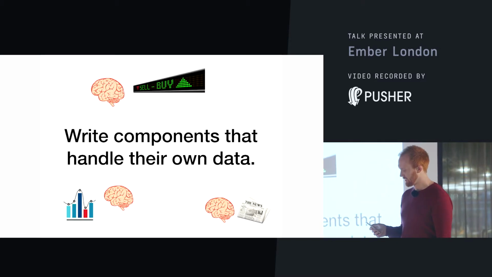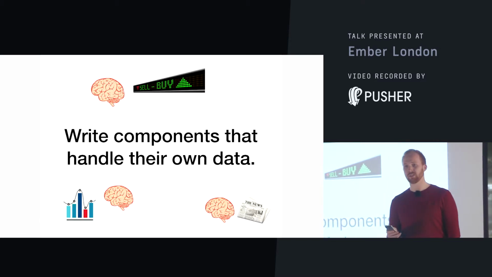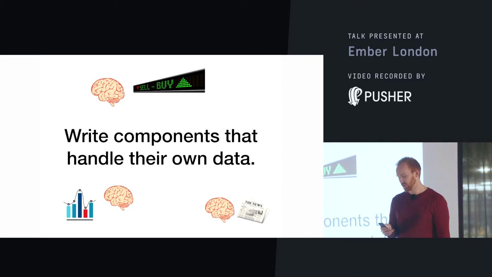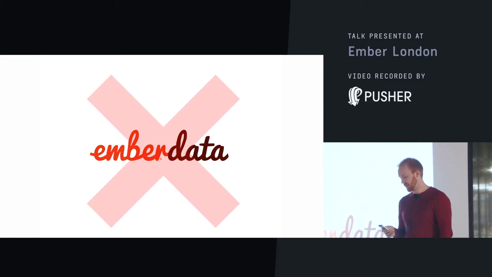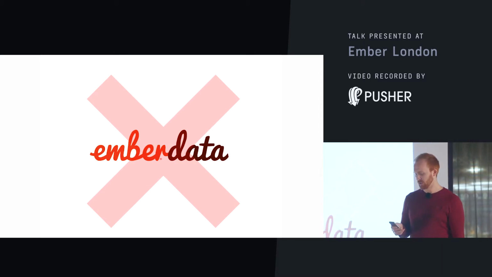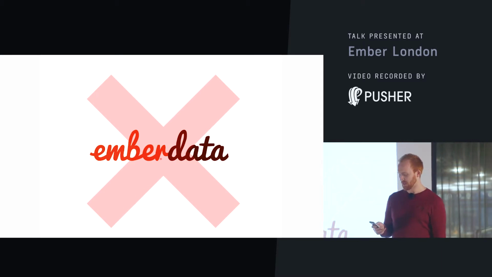Option 3. So write components that handle their own data. When we started writing the app, this is what we did. And it's probably worth noting at this point that we aren't using Ember data. This is probably mainly to do with us wanting to keep a lot of our core business logic in a framework agnostic library, because we were sharing that with another app at the time.